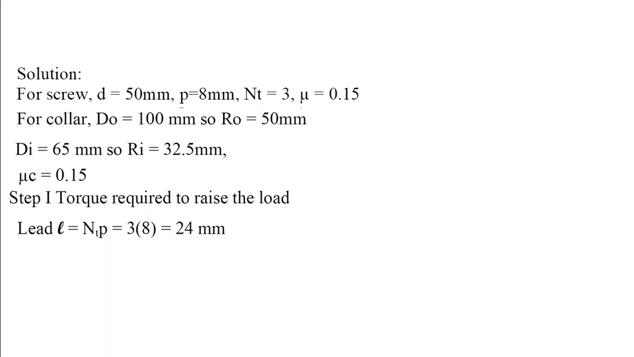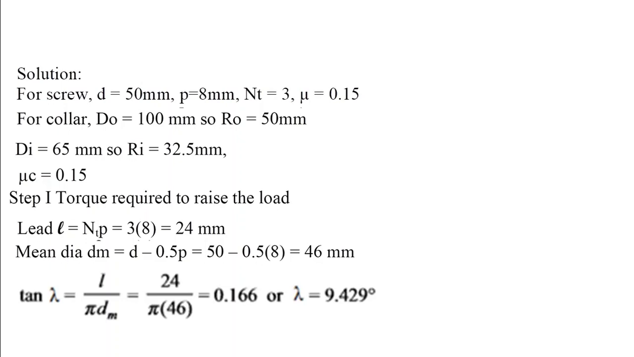Now lead is NT into P, number of starts into pitch, so that will be 3 8s are 24. Mean diameter DM will be D minus 0.5 P. D is the nominal diameter, which is 50 mm, minus 0.5 into 8 mm, that is the pitch, so we'll get 46 mm. Now tan alpha or tan lambda, that is our helix angle, if we put the value of lead and mean diameter, we will get it as 9.429 degree.